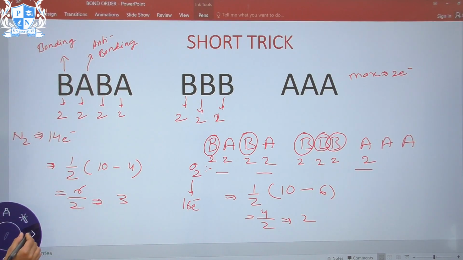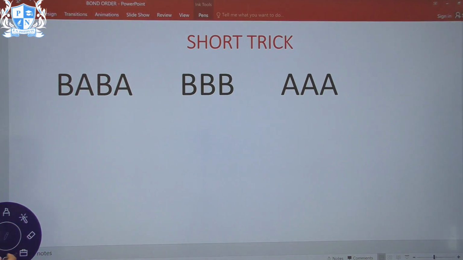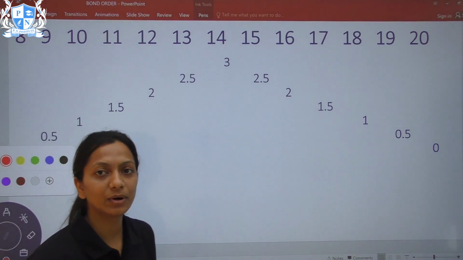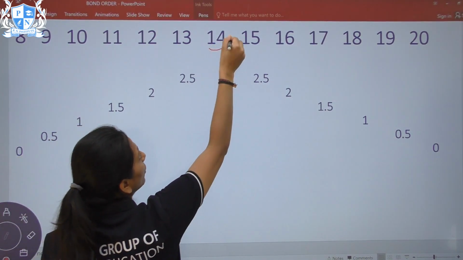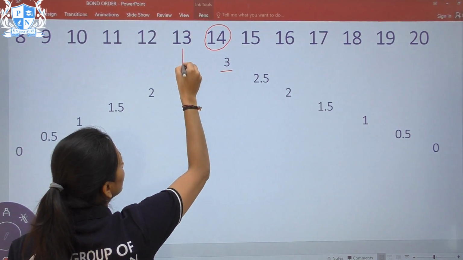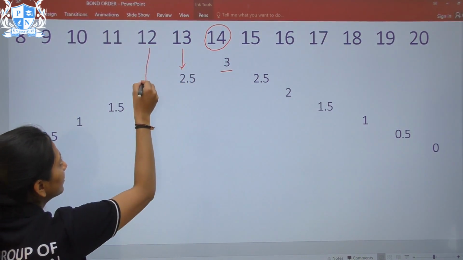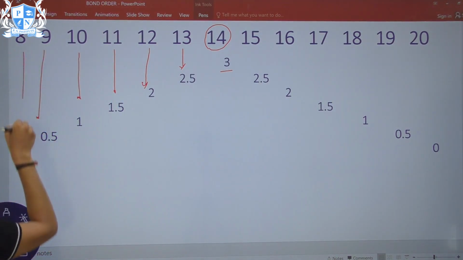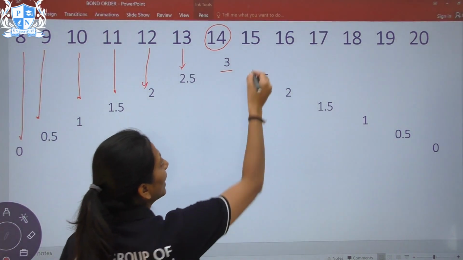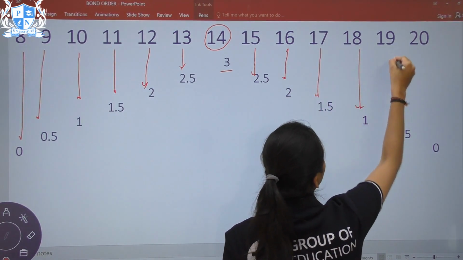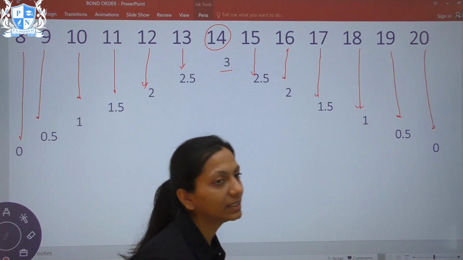One more short trick is there, which we will see here. This is one of the easiest short tricks to find out the bond order of any molecule. Suppose the total electron count is 14, then what will be the bond order? 3. If you are having total electron count 13, then it will be 2.5. Same way, for 12 it is 2, for 11 it is 1.5, for 10 it is 1, for 9 it is 0.5, and for 8 it is 0. Same way you are having 15 as 2.5, 16 as 2, 17 as 1.5, 18 as 1, 19 as 0.5, and 20 as 0.